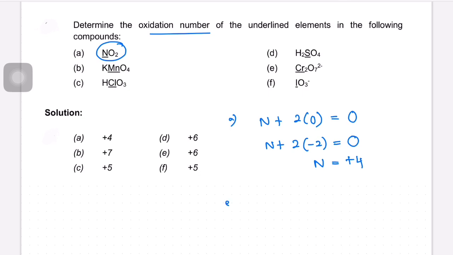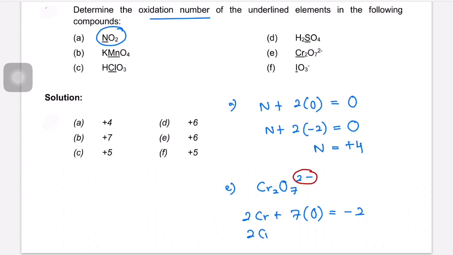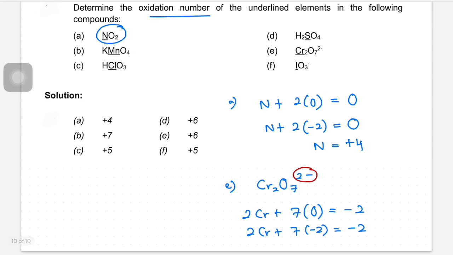Okay, so that's an example for A, and let's do E. So we have chromate ion, we have dichromate ion over here. At the top right hand corner, there is a charge. What does that mean? That means when I add the oxidation number of chromium plus the oxidation number of oxygen, it must be equivalent to -2. So here we want to find chromium; oxygen, we know by default is -2, and all of this must be equivalent to -2. If you were to complete the algebra, you would get chromium to have a +6 oxidation number.